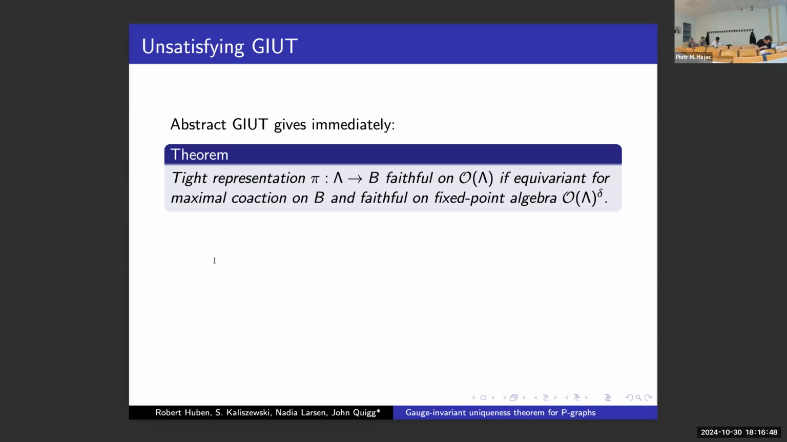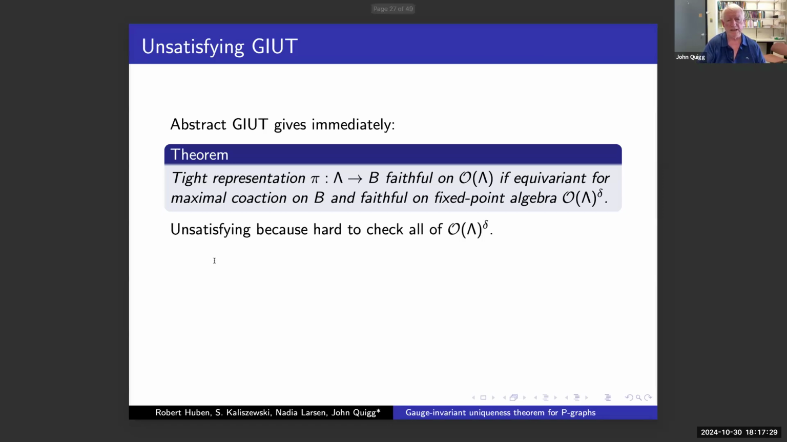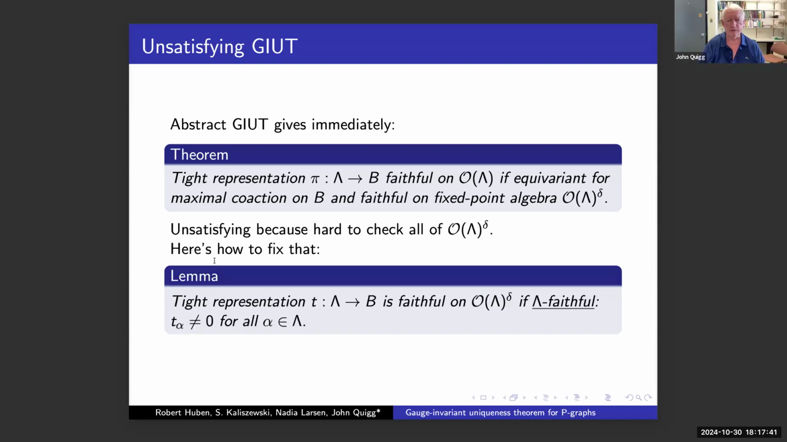Okay. Thank you. So now our abstract gauge-invariant uniqueness theorem immediately gives us one for P-graphs: a tight representation of this P-graph lambda into a C-star algebra B is faithful on the P-graph C-star algebra O of lambda if it's equivariant for some maximal coaction on B, and of course the gauge coaction on O of lambda, and faithful on the fixed point subalgebra of the canonical coaction delta on O of lambda. So that just comes, that's a special case of the abstract theorem. This is unsatisfying though, because it's hard to check things on the entire fixed point algebra. So we don't want to have to do that. Here's how we fix it.